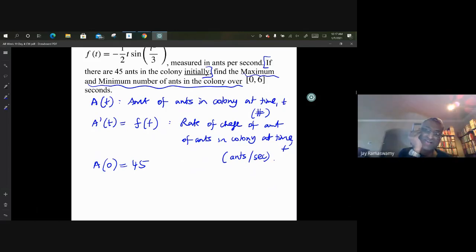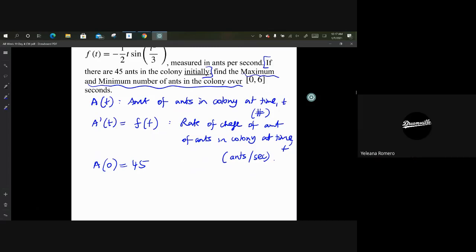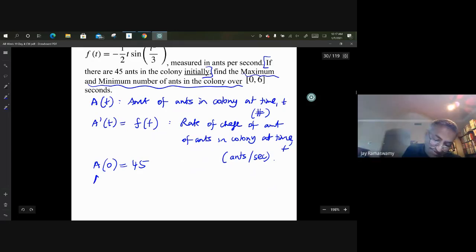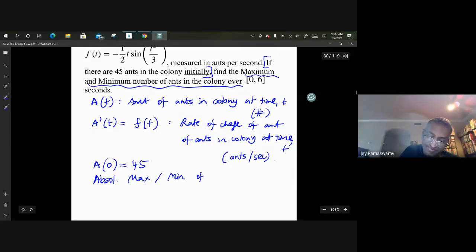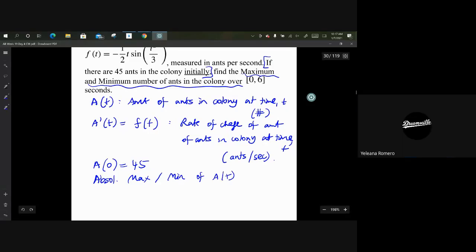So smart kids, from the first semester, what concept are they talking about? Absolute max and min of A. The absolute max and absolute min. Are we talking absolute max and min of A of t? Yes. Over the interval 0 to 6.